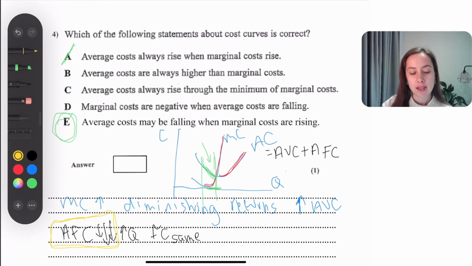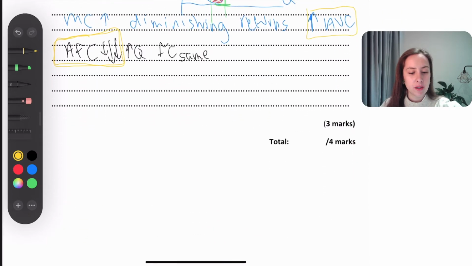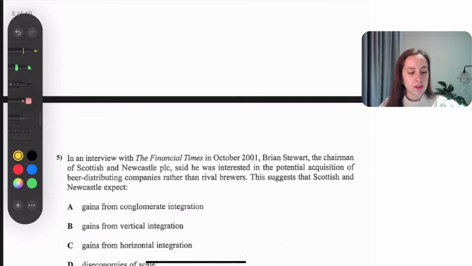Yes, your MC is increasing, so your AVC is going to increase, but not as much. And then that is why your ATC can fall. You'll see that in more detail written down there, but the graph itself should help you get the right answer. Just the explanation can be a little bit trickier.